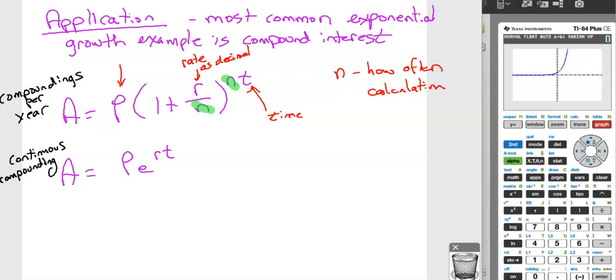Now, there's also a thing called continuous compound. This is the best case scenario if a bank gives you continuous compound. It's faster than every second, as fast as a computer can calculate it, which is faster than a second. So it does it literally every continuous millisecond or something. You're going to use this formula if it's continuous. So again, the principal times e raised to the rt power.